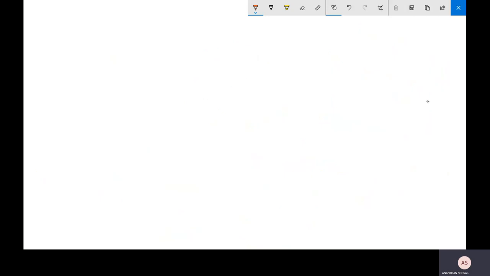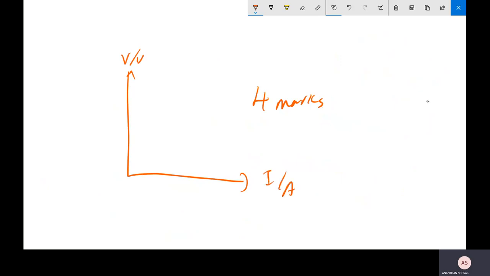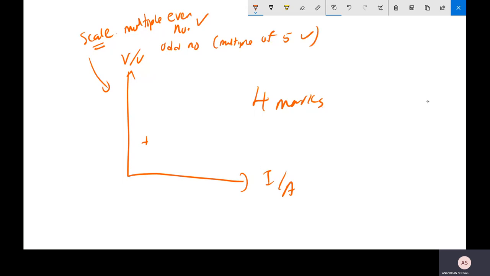Okay, when you come to graph, always 4 marks, okay? The first mark is your V, current, I, the labeling with the triangle is like 1 mark long. The 1 mark goes for your scale, as I said, scale, multiple of even number, of multiple even number allowed, odd number multiple of 5 allowed. Other than that, be careful.